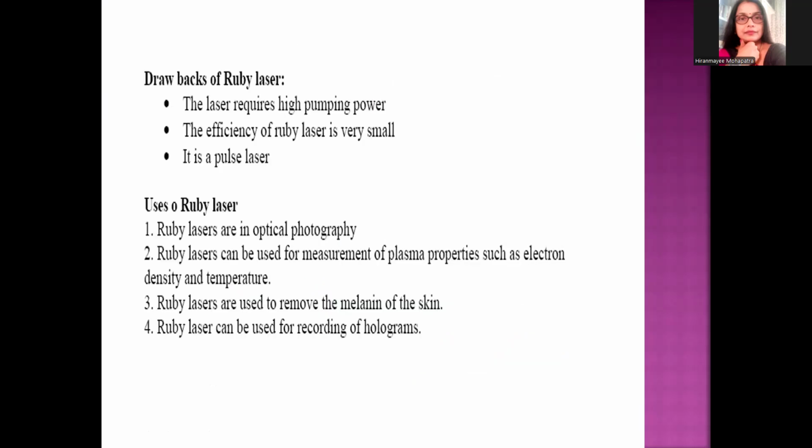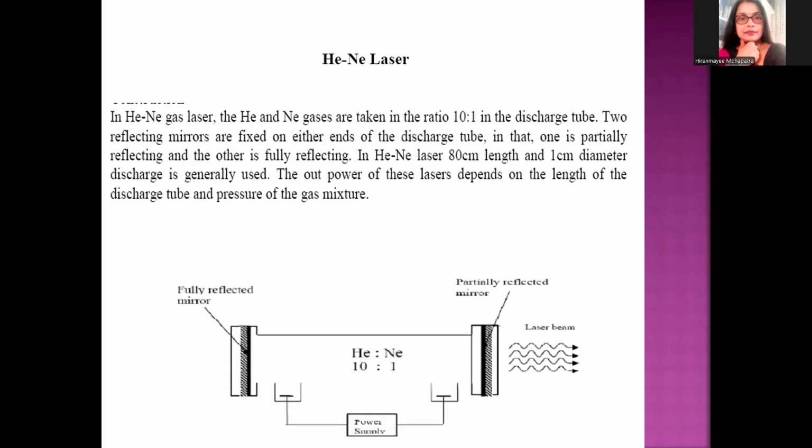So these are the drawbacks of the ruby laser. The laser requires high pumping power. The efficiency of the ruby laser is very small. Ruby lasers are used in optical photography. They can be used for measurement of plasma properties. Ruby lasers are used to remove the melanin of the skin. A ruby laser can be used for recording of holograms.